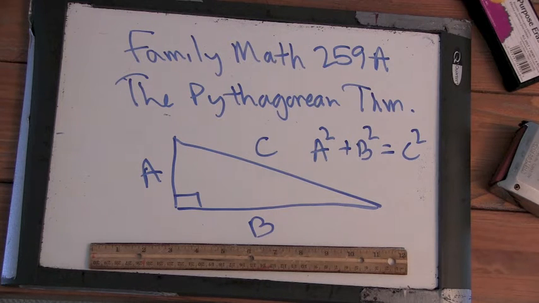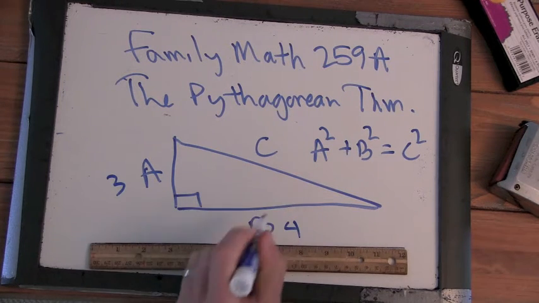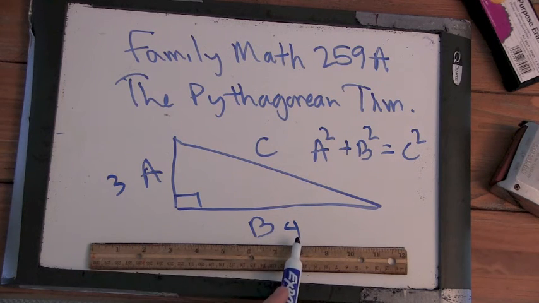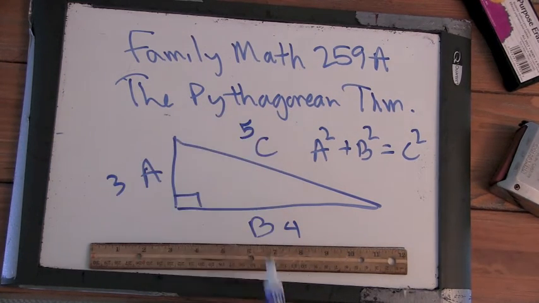So, for example, what's a famous right triangle? There's a 3, 4, 5. Okay, so if this is 3 and this is 4, we get 3 squared, which is 9, plus 4 squared, 16. What's 9 plus 16? 25. And what number squared is 25? 5. So we get a 3, 4, 5 triangle.